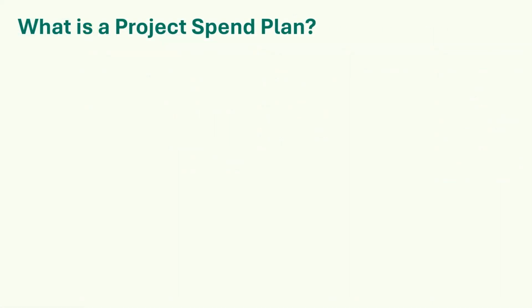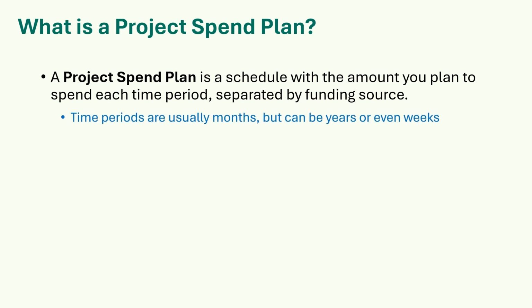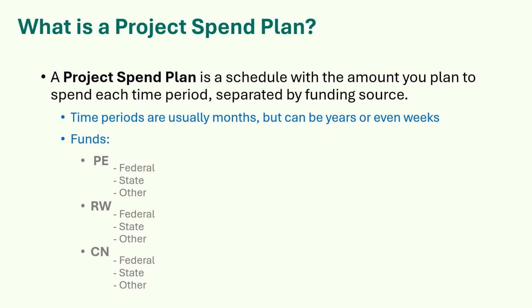What is a project spin plan? A project spin plan is a schedule with the amount you plan to spend each time period, separated by fund sources. It is a detailed spending schedule. Time periods are usually months, but can be years or even weeks. Funds will be divided into preliminary engineering, right-of-way, and construction, with separate lines for federal, state, and other sources.